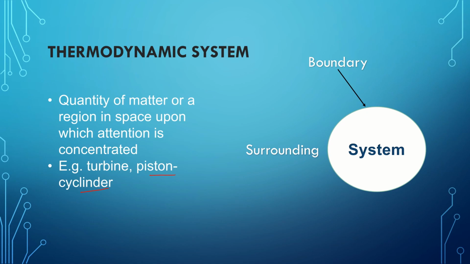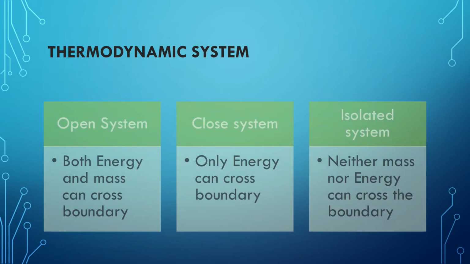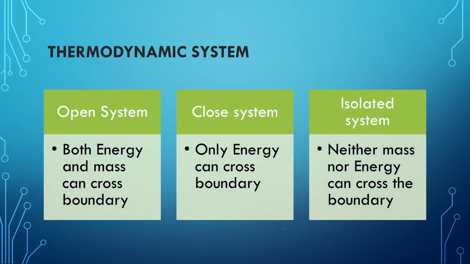Whatever is outside the system is called the surrounding, and the imaginary line which separates system and surrounding is called the boundary. There are mainly three types of system. First is an open system, second is a closed system, and third is an isolated system. In an open system, both energy and mass can cross the boundary, which is also called the control volume. In a closed system, only energy can cross the boundary, not mass. So that's why it's also called the control mass.